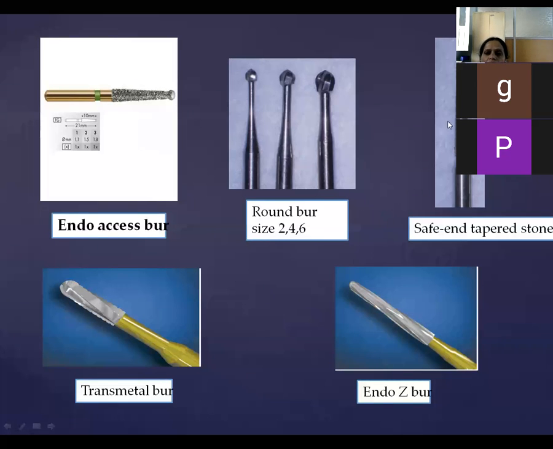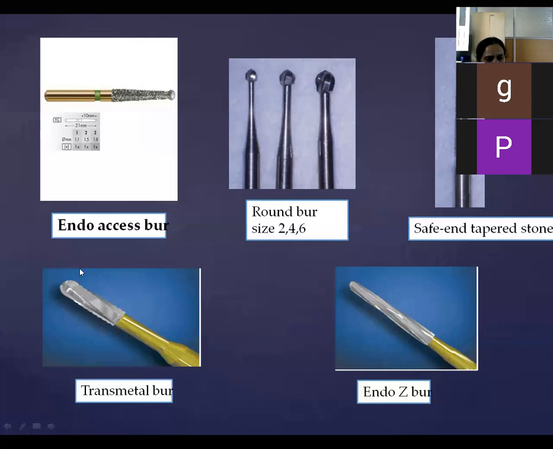A combination of this is the endo-access burr. Here you can see it has a tapered diamond point, and at its tip is the round burr. So it is a combination of these two burrs, the endo-access burr, which means there is no need to change the burr frequently. With this round burr you take the drop inside the pulp chamber, and with this tapered part you finish the walls of the pulp chamber.